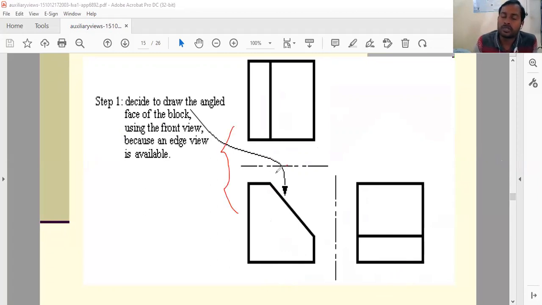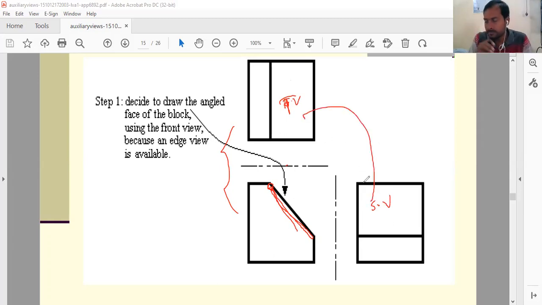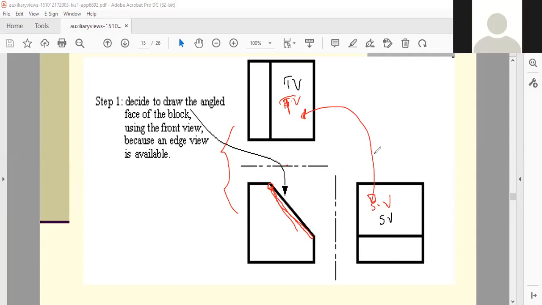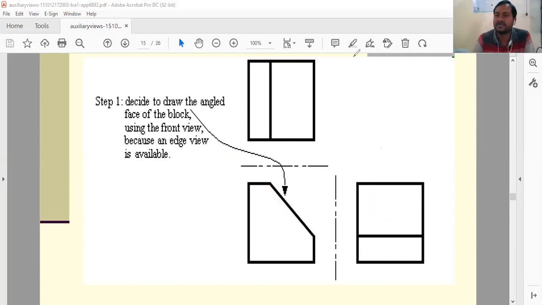Here, recognize the inclined portion, only this area, only this line, only the inclined portion. Isn't it? Yes, sir. Look, this is the top view, sorry, this is the top view and this is the side view. If these two are given, can you draw the auxiliary view? Is there an inclined portion in this top view and side view? No, sir. Then if only these two are given, how will you draw? You cannot draw. Okay?